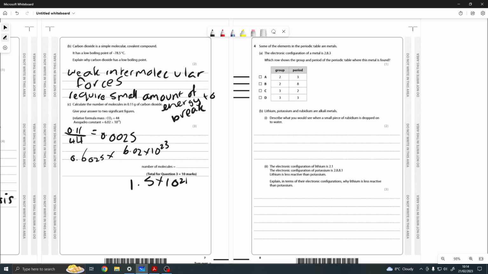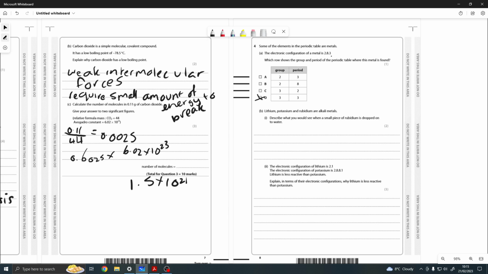Right, number 4. We're really powering through these questions now. Some of the elements in the periodic table are metals. The electronic configuration of a metal is 2.8.3. Okay, so basically what it's asking is which group and which period is it in. So for the group, that is the number of electrons in the final outer shell, which is 3. So it's got to be C or D. Okay. And the period essentially is the number of shells. So it says 3 shells, so it's in period 3. Therefore, the answer is D.